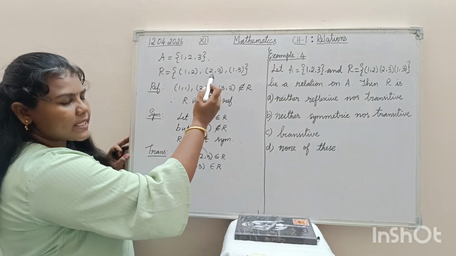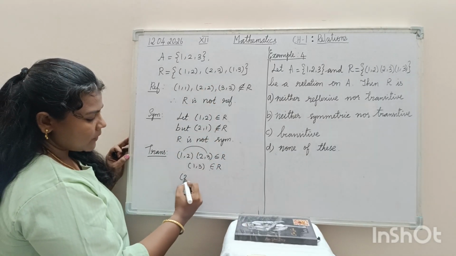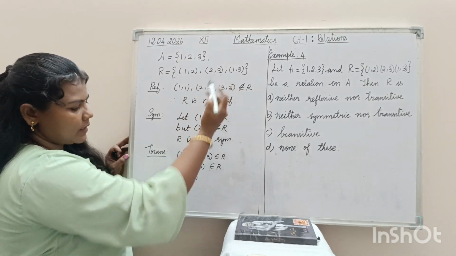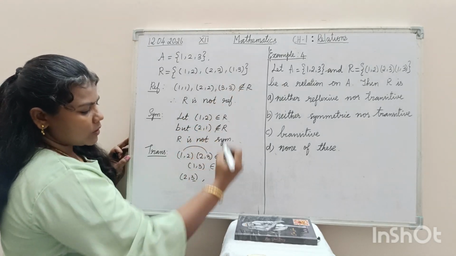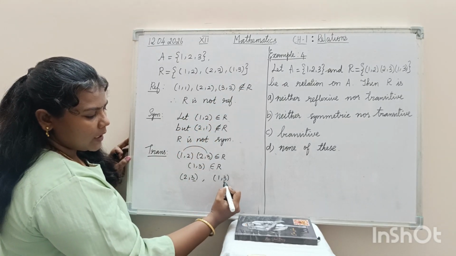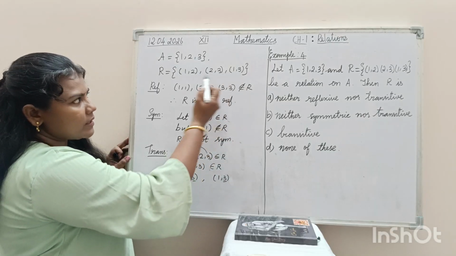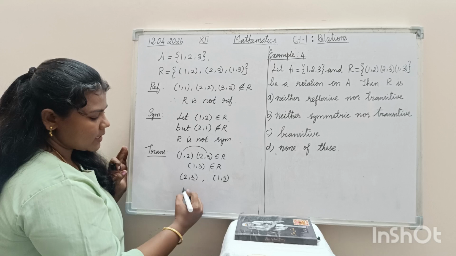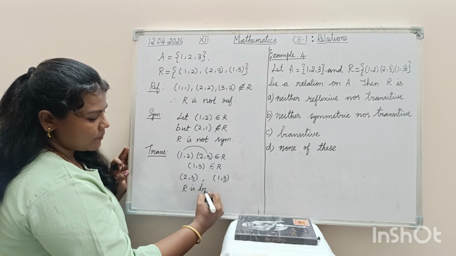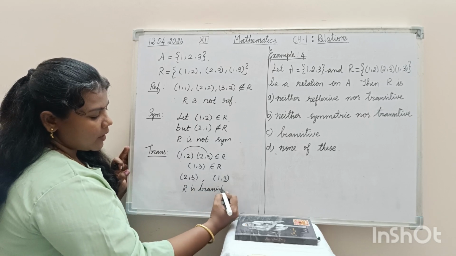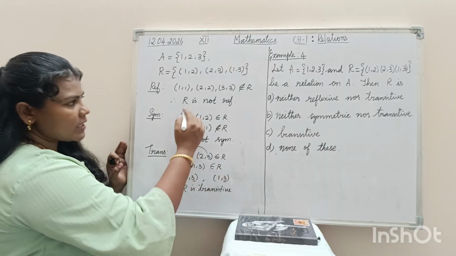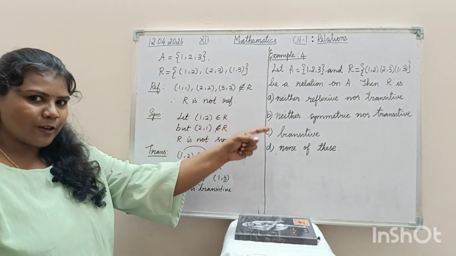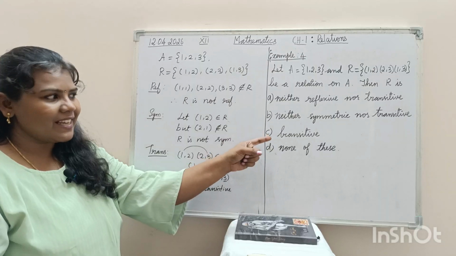Now we move on to the second ordered pair (2, 3). This ordered pair ends with 3. There is no ordered pair starting with 3. We leave it. Now we move on to the last ordered pair (1, 3), ending with 3. There is no ordered pair starting with 3. So we conclude R is transitive. Here we have got R is not reflexive, R is not symmetric, R is transitive. Which is the correct option? Yes, option C, transitive.